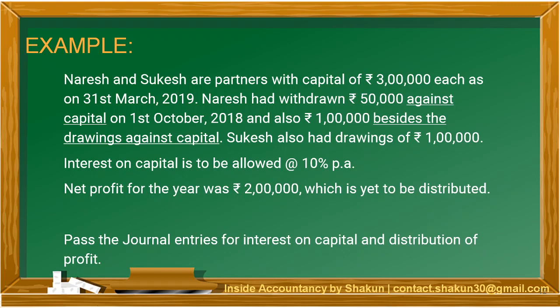Sukesh has also had drawings of 1 lakh. So since it's not mentioned whether these are drawings out of capital or drawings out of profit, we will assume it to be drawings out of profit. Interest on capital is to be allowed at the rate of 10% per annum and the net profit is 2 lakh, which is yet to be distributed. Pass the journal entries for interest on capital and distribution of profit.